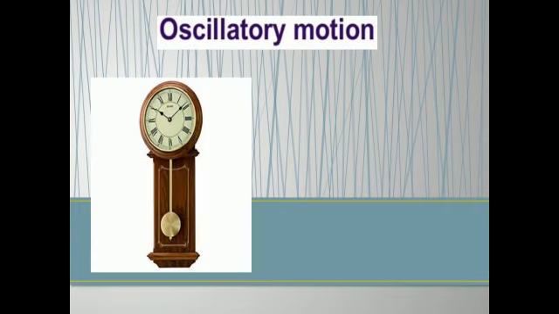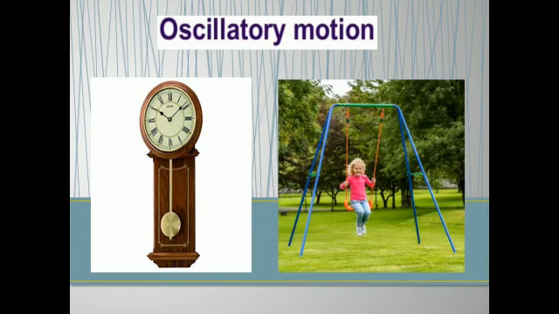For example, a clock pendulum. It shows the to and fro motion, and the next is a swing. So in this motion, the objects move forward and backward, or you can say the to and fro motion of an object is called oscillatory motion. And they are all examples of oscillatory motion.